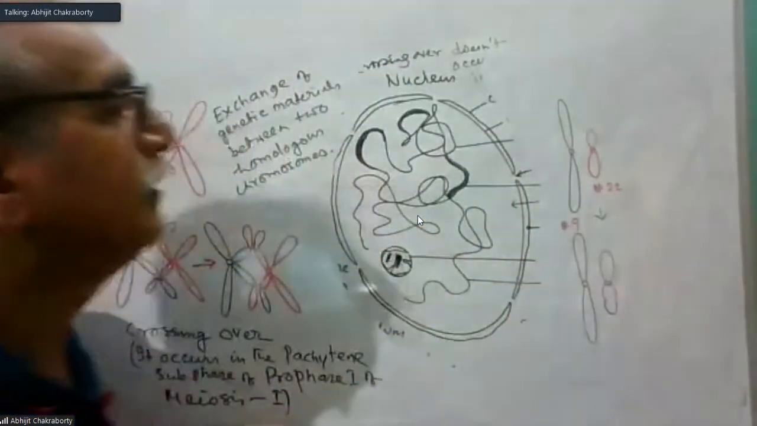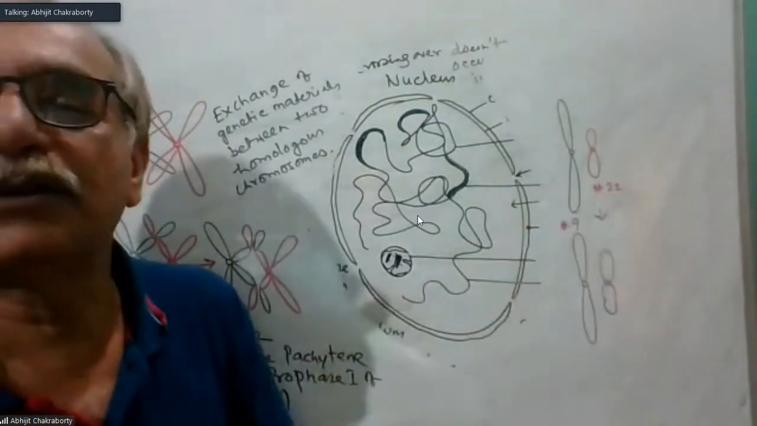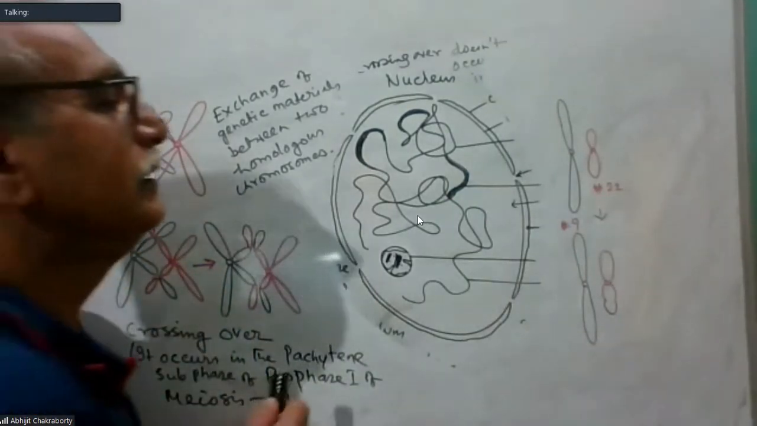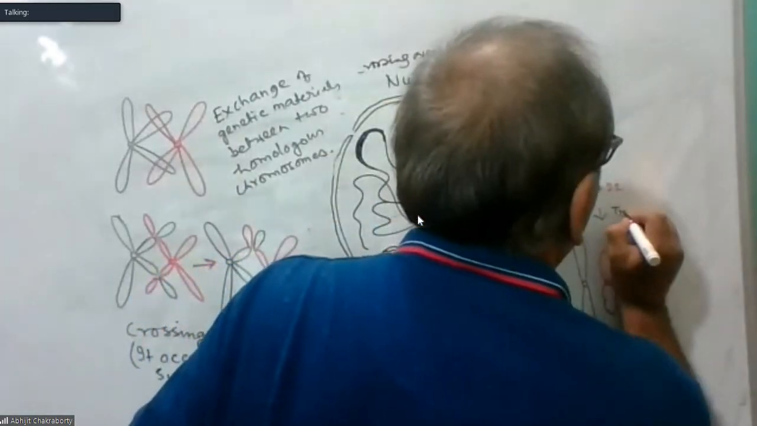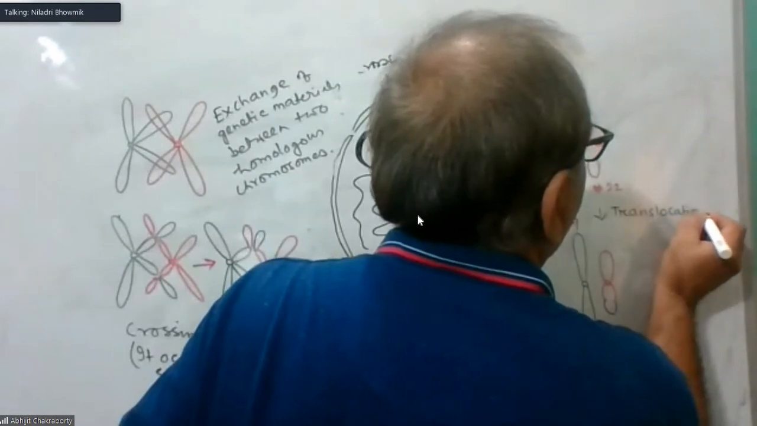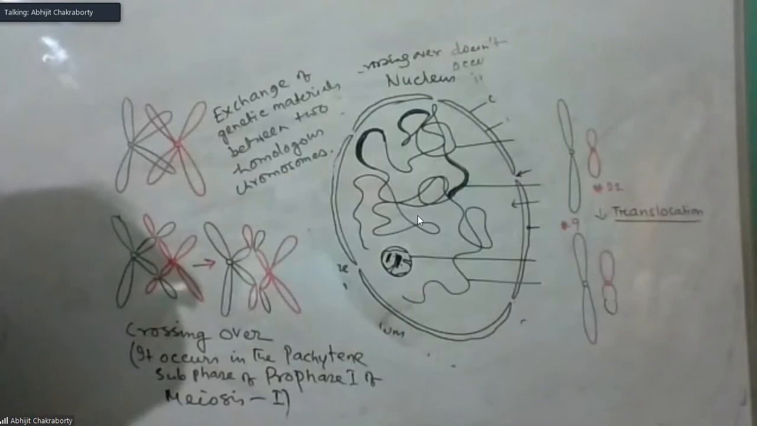So you see, here exchange of genetic material takes place between the 9th chromosome and the 22nd chromosome of the human being, and this is called translocation. Whenever exchange of genetic material takes place between two non-homologous chromosomes, the phenomenon is translocation.